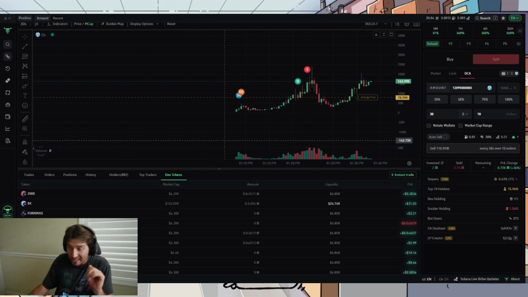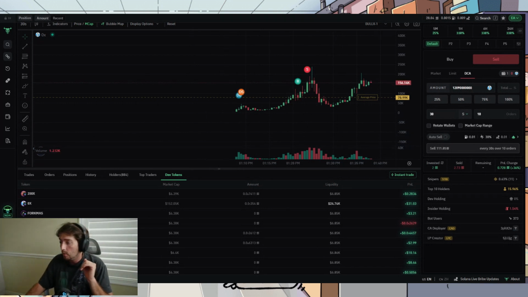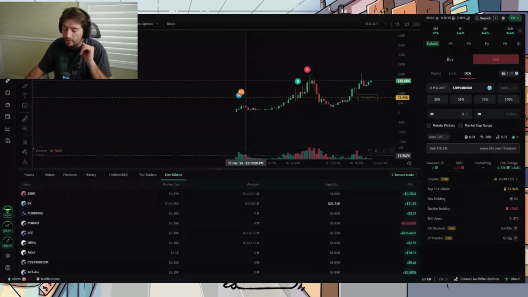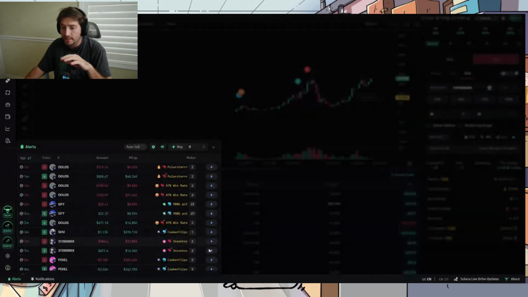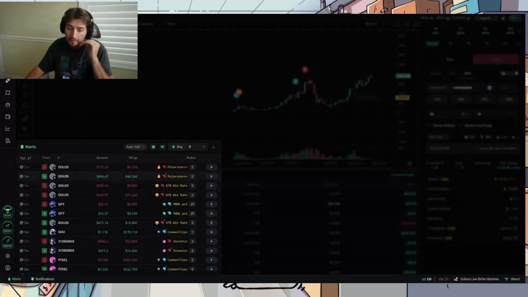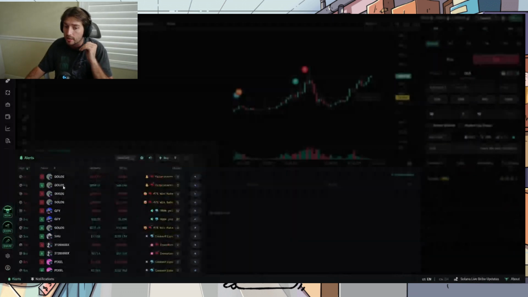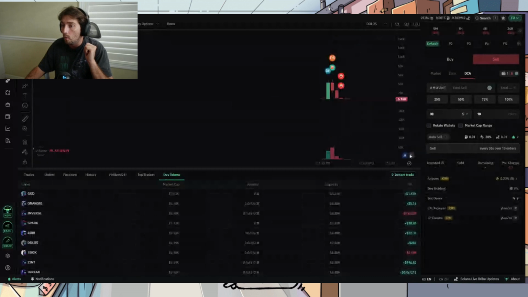Now, what gets really, really interesting with Neo, and let me just move this so that I can show you. See this bottom left alerts? Neo's huge because it gives you what's called wallet tracking. So I can see all of these wallets that I track and what they're buying. I'm seeing people buy and sell Dolos. So I can actually go into Dolos and see with these icons who's buying and selling this.